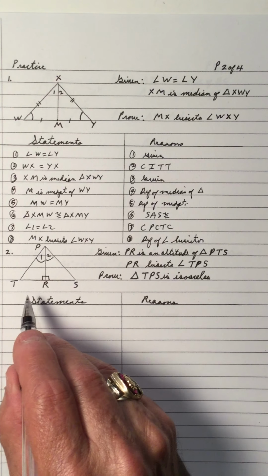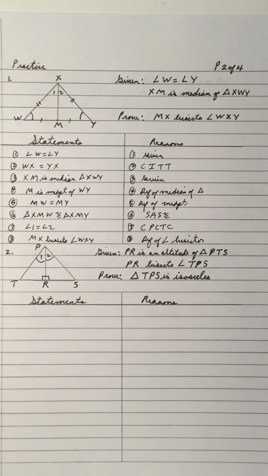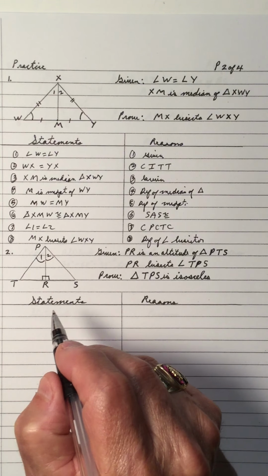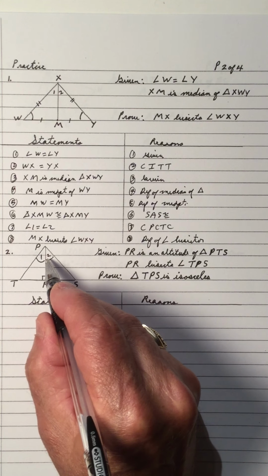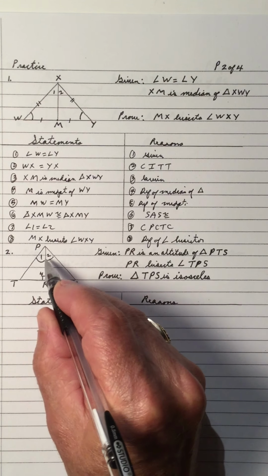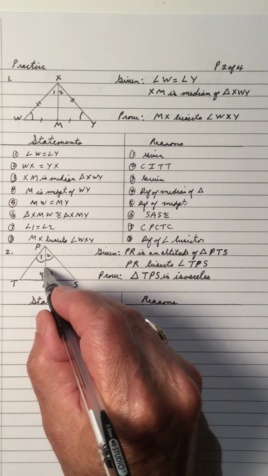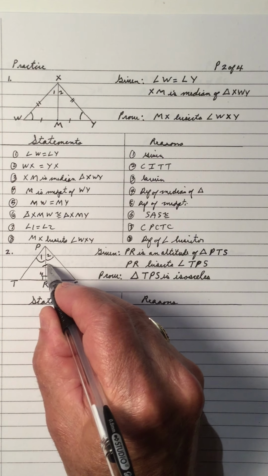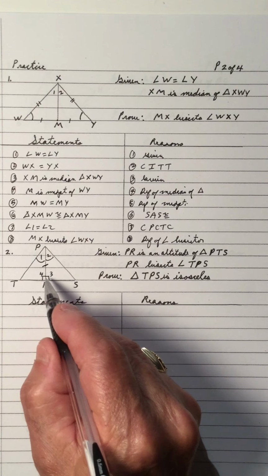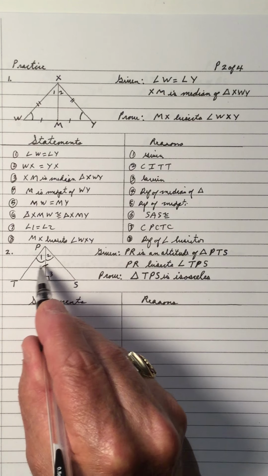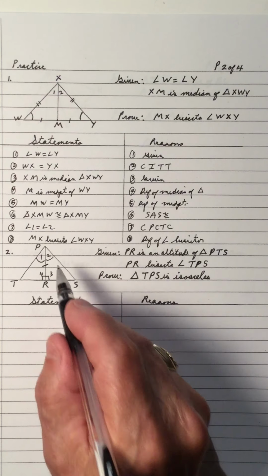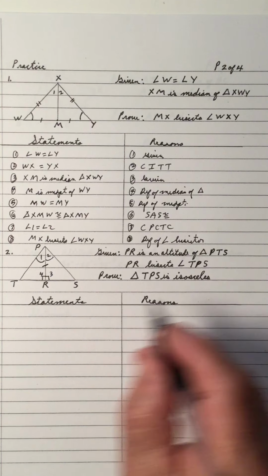To get an isosceles triangle, we need two sides equal. So how do we get the two sides equal? Well, let's see if we can get a pair of congruent triangles. We have those two angles equal. We can have these two angles equal because they're perpendicular. We can have PR equal to PR, common side. So the triangles are congruent by ASA. Therefore, these two sides are equal, CPCTC. So the triangle is isosceles. So again, I have my plan.